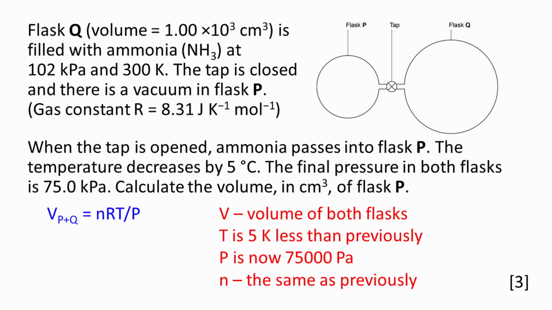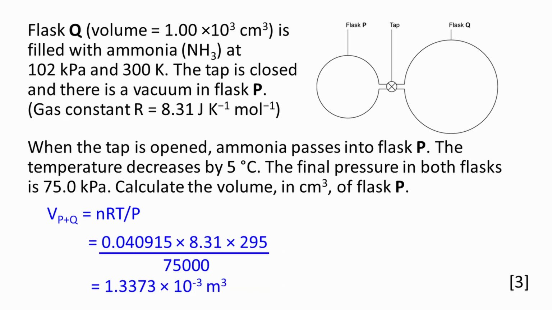Once again, we can use the ideal gas equation. This time, rearrange to make volume the subject. When the tap is open, V is the volume of both flasks. A temperature decrease of 5 degrees Celsius is equivalent to a decrease of 5 Kelvin. The pressure, P, is now 75,000 pascals. The amount of ammonia gas remains unchanged.